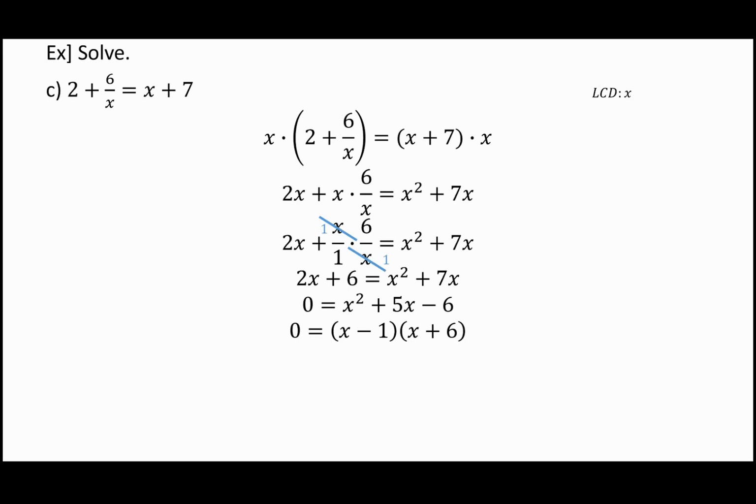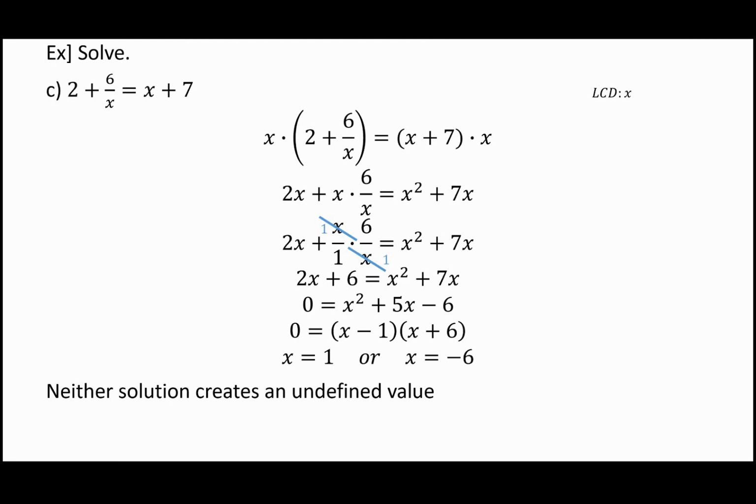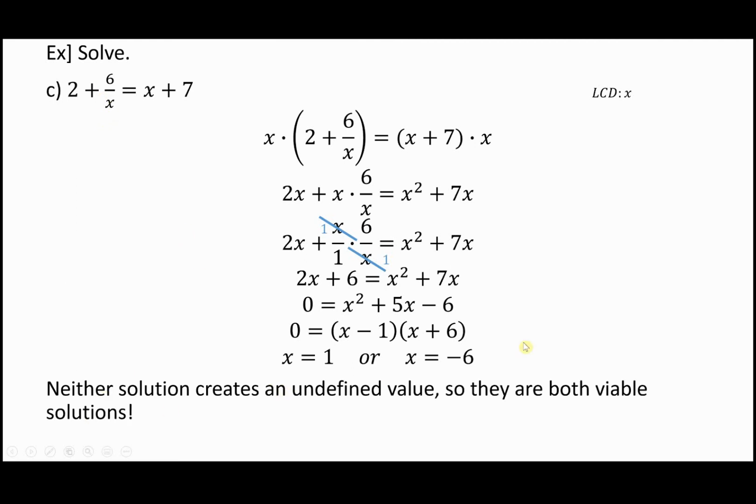That's the factored form. Use the zero product principle in order to determine the two solutions of x equals either 1 or -6, and then check. Is it going to be violating any domain restrictions or creating rational expressions that are undefined? It won't. Neither solution creates an undefined value, so they are both viable solutions.